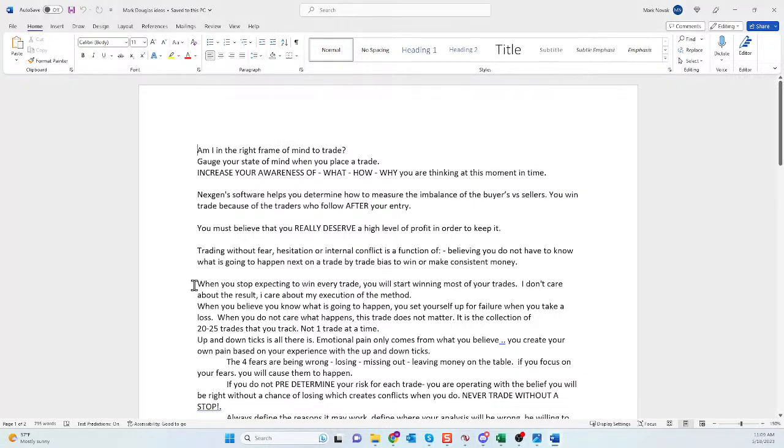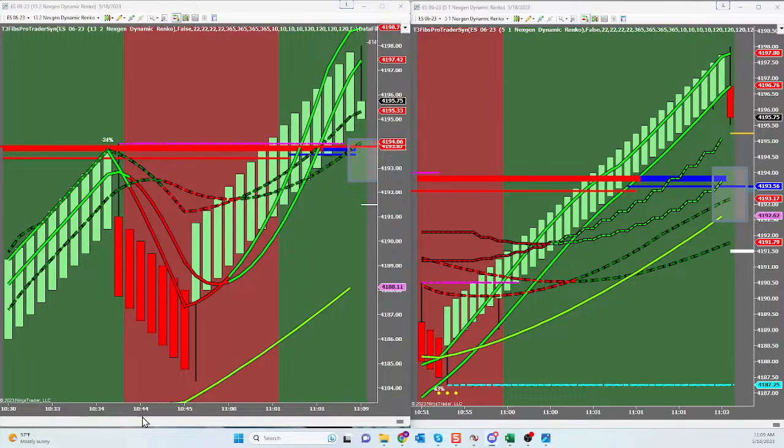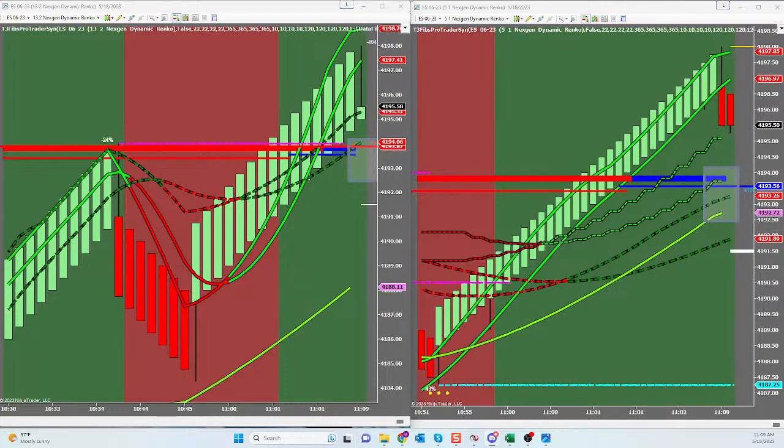But let me share this phrase with you guys, because this is the one for me, honest. This changed everything about how I trade. When you stop expecting to win every trade, you're going to start winning most of your trades, guys, because you're not getting caught up on the fluctuations. You're not getting caught up on anything. And more than anything, you realize that you have zero control over the market.